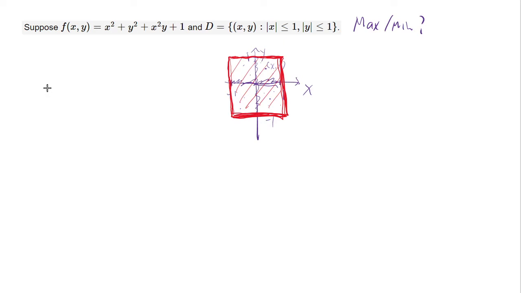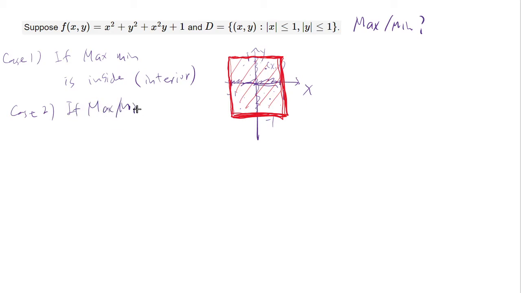Okay, so how do you find the maximum or minimum of a function defined on a domain like this? Well, you have to think of it in two cases. Case 1: the max or min is inside, in the interior. And case 2 is if the max or min is on the boundary.